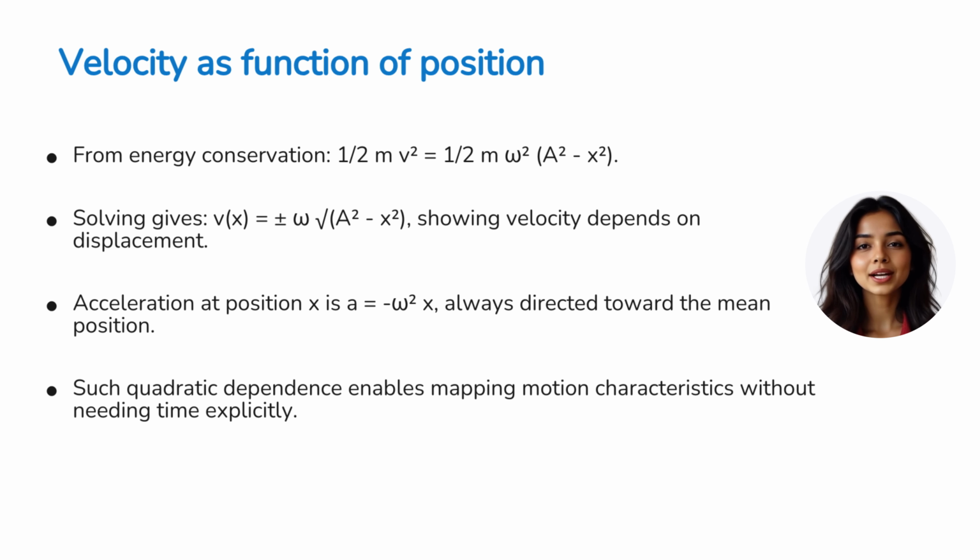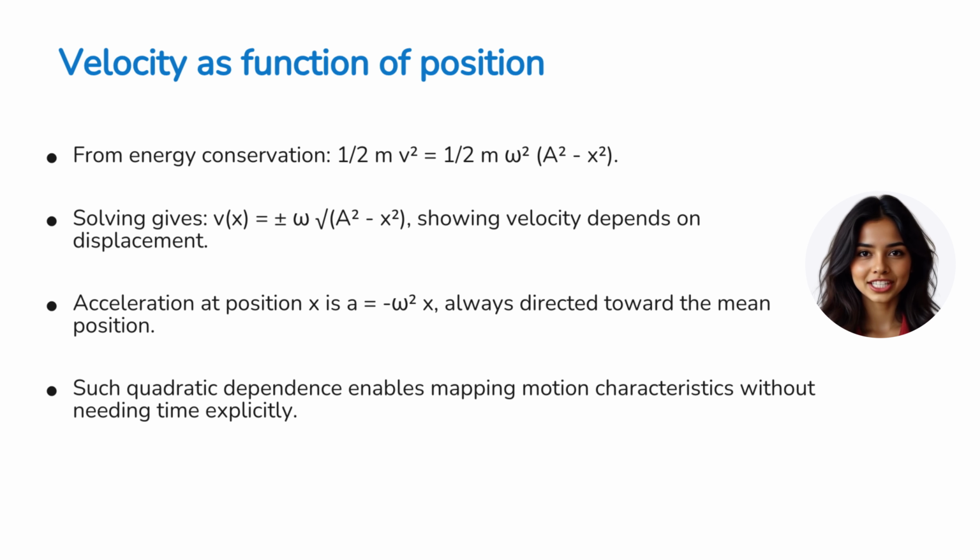This tells us the particle moves fastest near the center, where x is 0, and slows down to 0 velocity at the extremes, where x equals plus or minus capital A. Meanwhile, acceleration at any position x is simply negative omega squared times x, always pointing back toward the equilibrium.